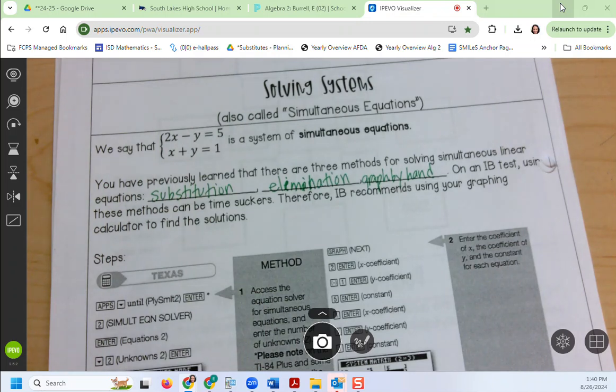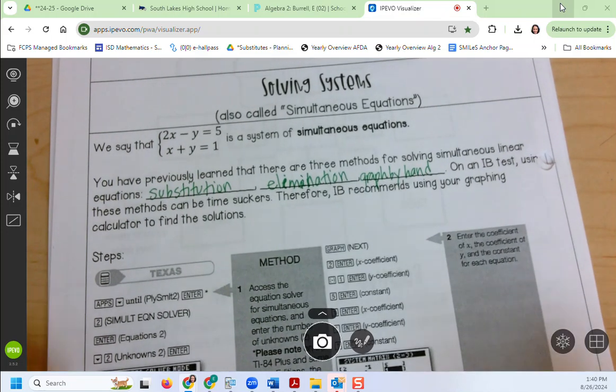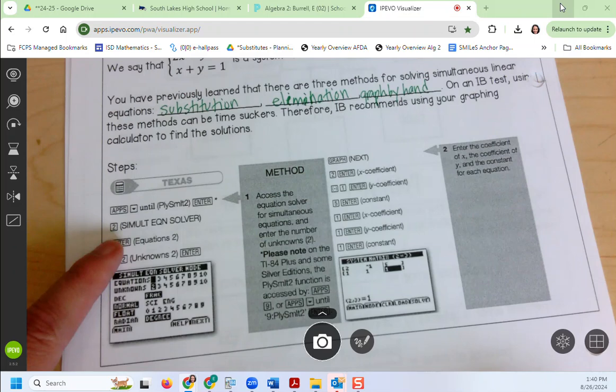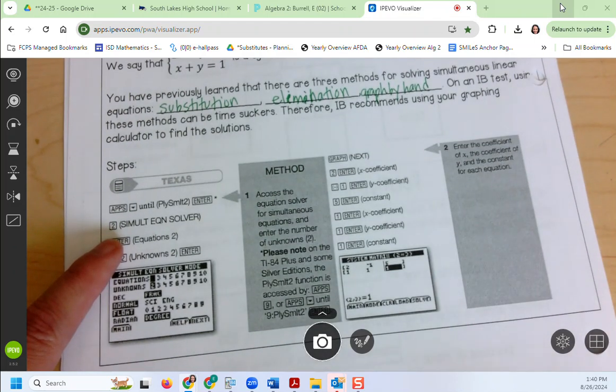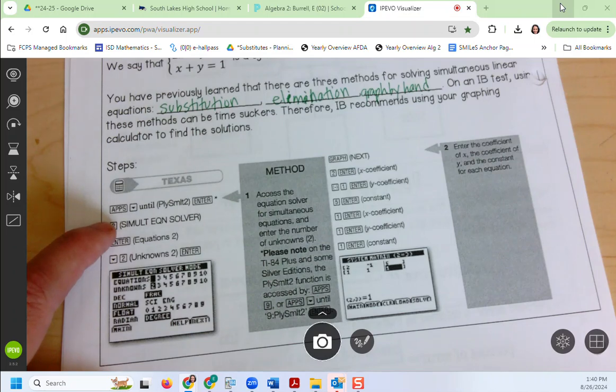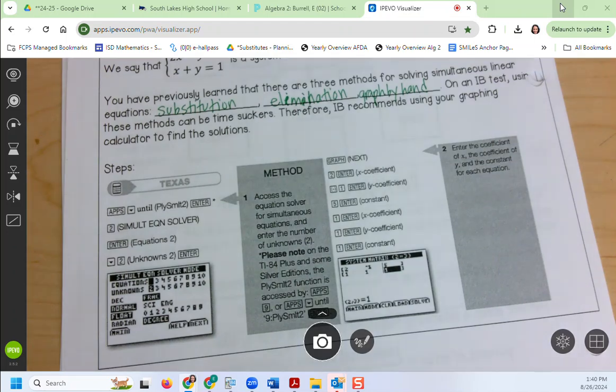The way that's on your notes is not the way we're going to do it today, because not everybody has the simultaneous equation solver on their calculator. It would be interesting to know how many of us have it. So let's try this real quick to see if we have it, but I'm pretty sure that most of us don't have it, okay? So on your calculator, we're gonna follow those directions.